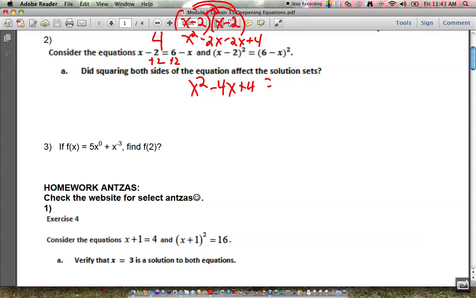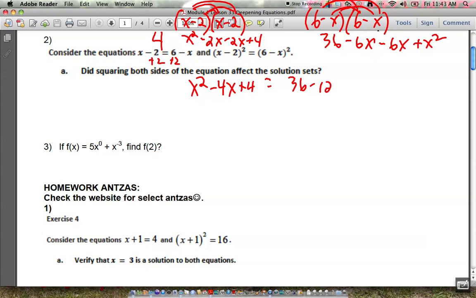Now I need to double distribute (6 minus x) squared. I'm going to get 6 minus x times 6 minus x. Distribute the 6, distribute the negative x. What's 6 times 6? 36. What's 6 times negative x? Negative 6x. What's negative x times 6? Negative 6x. And what's negative x times negative x? Positive x squared. So altogether, this is 36 minus 12x plus x squared.